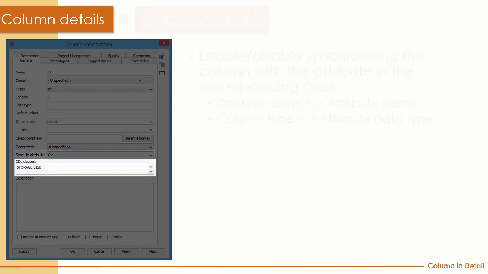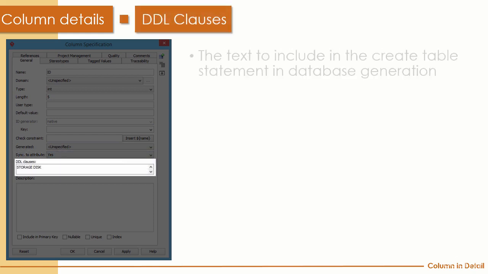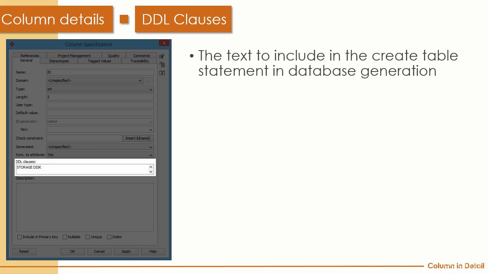And then you see the DDL clause. The DDL clause is a text that you can append to the end of the create table statement. So if you have something very database specific that we don't support in the above properties, then you can append the text, say a special constraint only supported in your database, here.